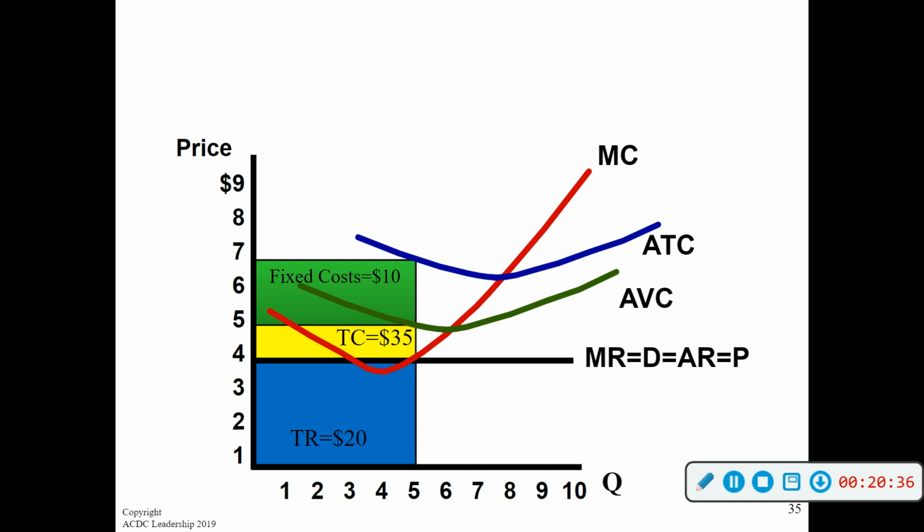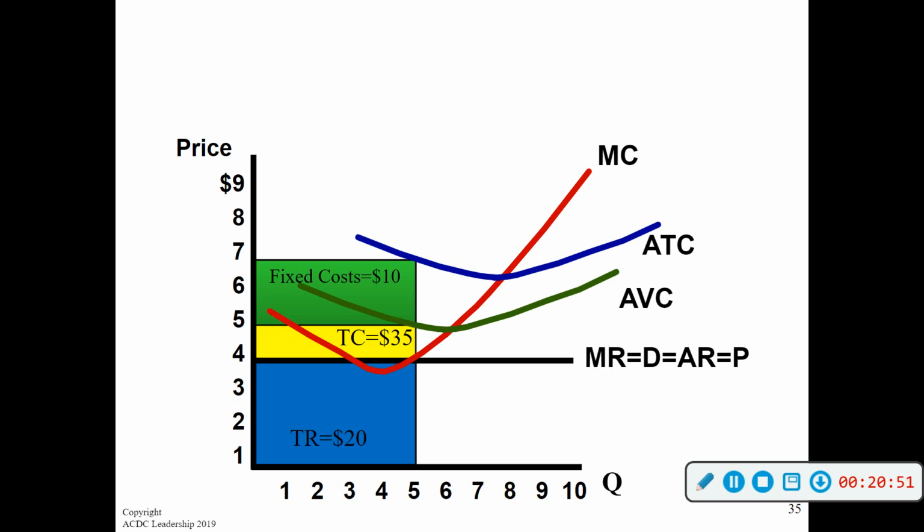Which is smarter? Shut down. They're going to shut down production and produce nothing and just pay their fixed costs. Remember, things such as rent represent fixed costs. So if you produce nothing, you still have to pay that rent, but it's going to be cheaper than continuing to produce and having to pay the $15.